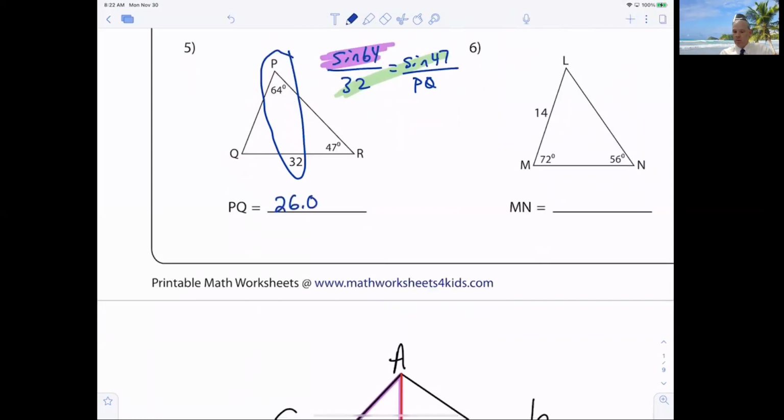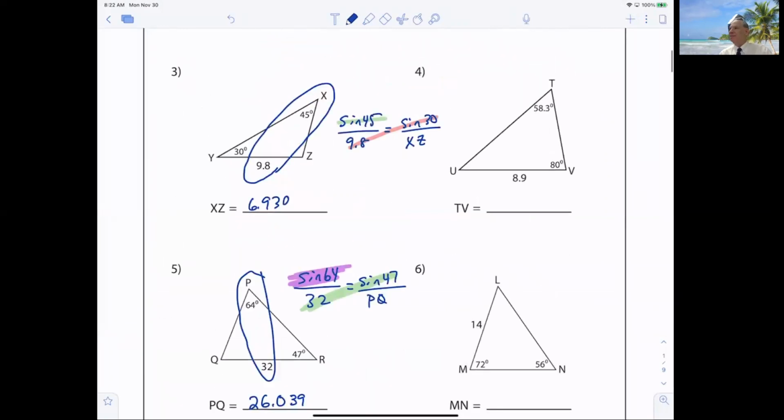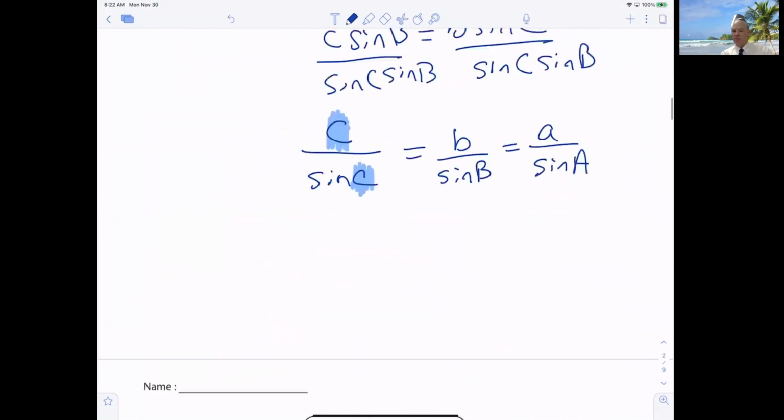26.039. 0 what? 39. Drew, can we count on you? Is that right? Okay, does everybody see? Simple, simple, simple. Just have to know the formula. The formula is easy to remember. Sine A over A equals sine B over B equals sine C over C. Simple formula. Tomorrow the formula's a bit tougher.